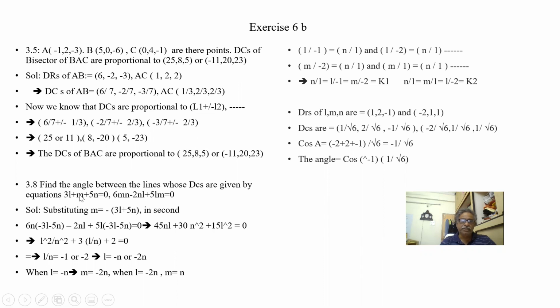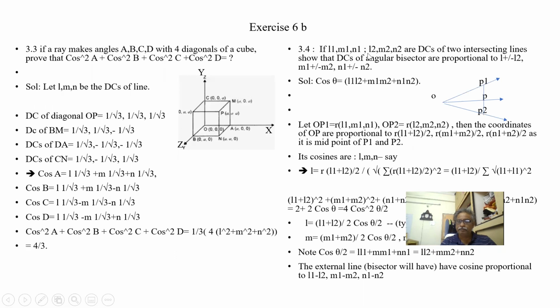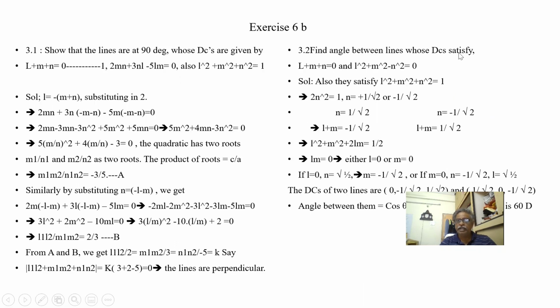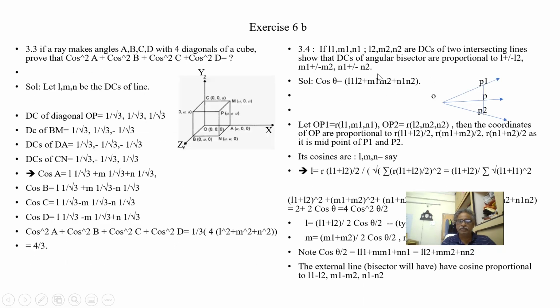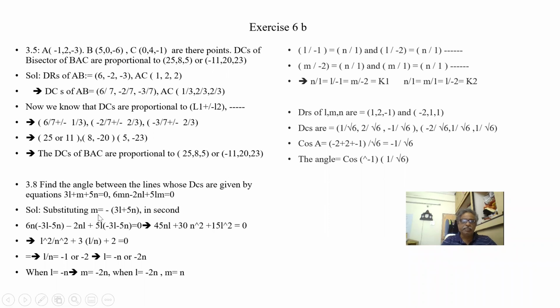Now again, two equations are given. We have to find the angle between them. It is the same as this problem: find the angle between two DCs which satisfy the equation. Same, repeat. So let us see here. I am substituting the M value into the second one. I got an equation in L by N. Then L can take two values. So when I substitute the two L values, I got an equation between M and N.